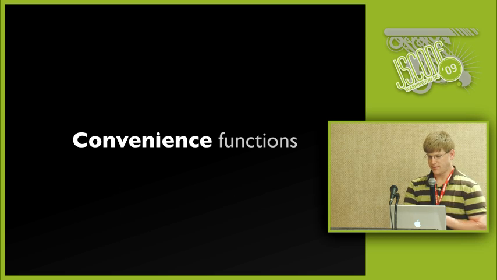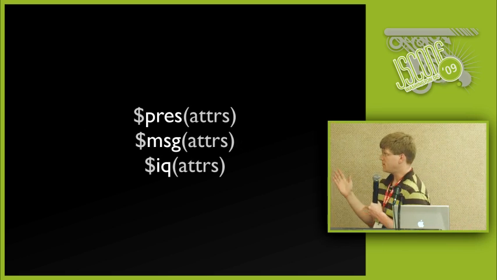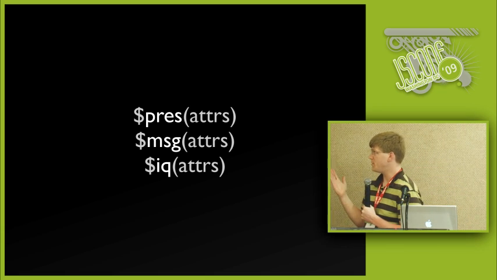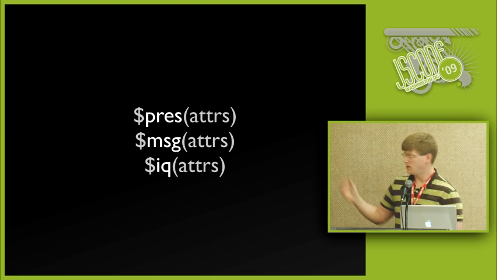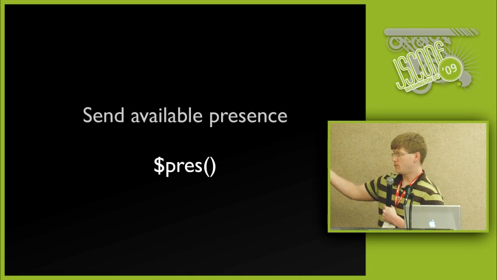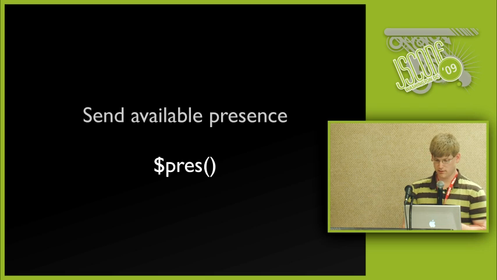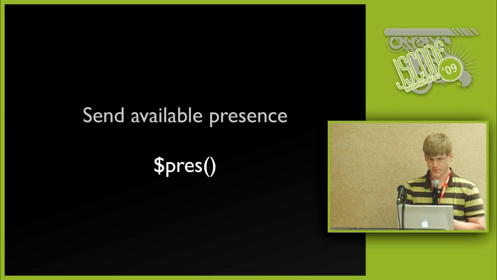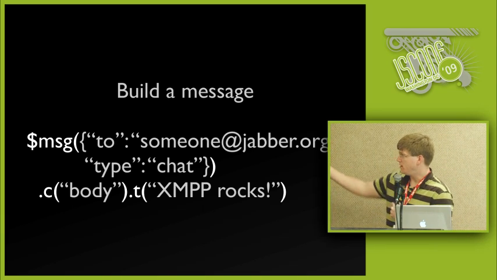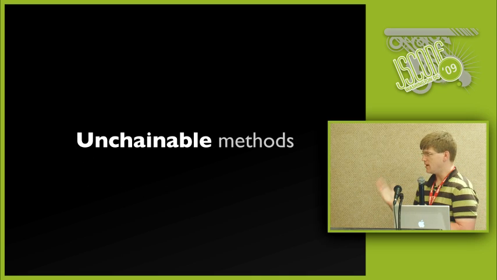And then there's a bunch of convenience functions for Strophe builders, because typing new Strophe builder is a pretty long thing to type. So we have $pres, $msg, $iq, and these will make the three basic XMPP stanzas along with their attributes without having to do any extra work. So this is the shortest Strophe builder thing that you can do, $pres, parens, and that's the shortest valid XMPP message you can also send. Here's the same message that we originally saw, like the hello world one, with the body and XMPP rocks, but with this convenience function.